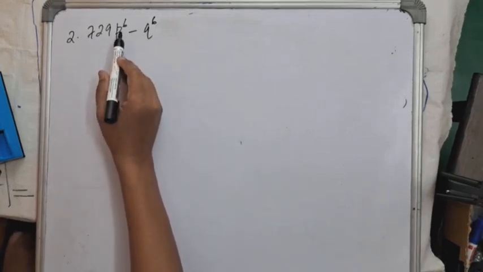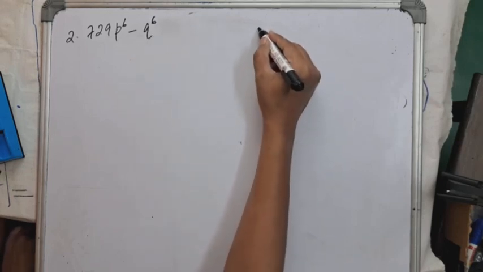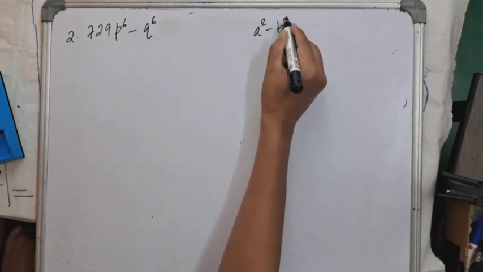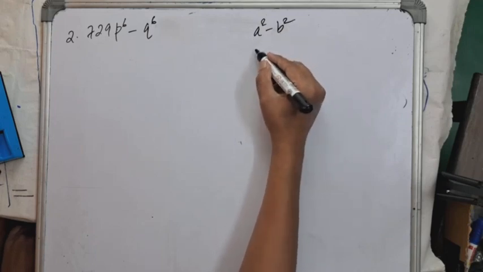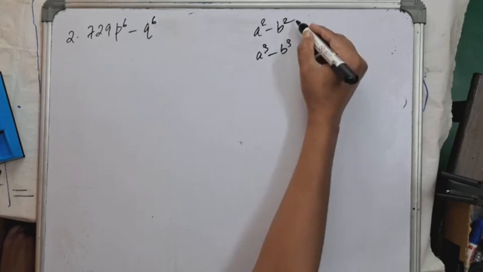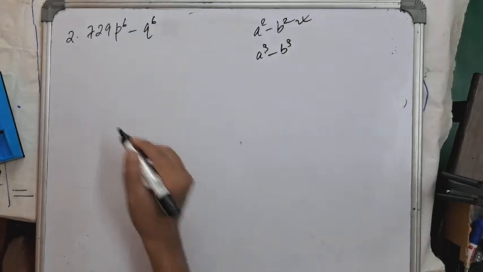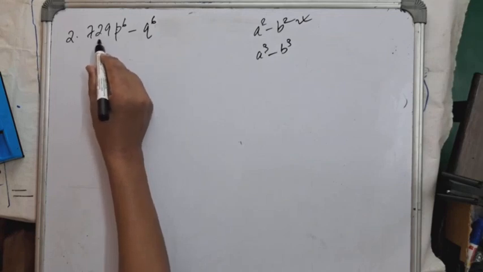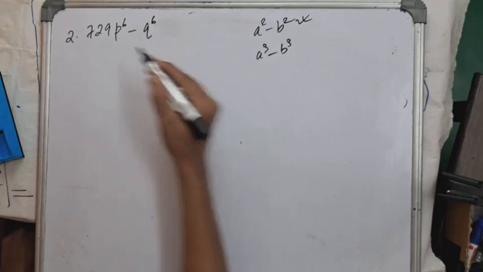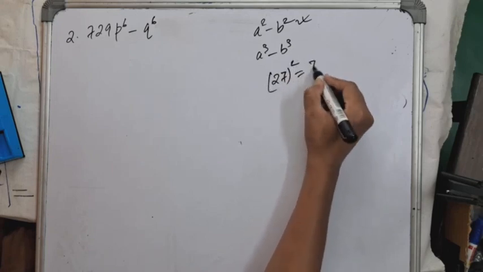729 into p to the power 6 minus q to the power 6. First we are going to convert this into a square minus b square form. We can either convert this into a cube minus b cube form also, but I'm choosing to convert this into this form, a square minus b square. Now we find the perfect square of 729, that is 27. 27 square is 729.